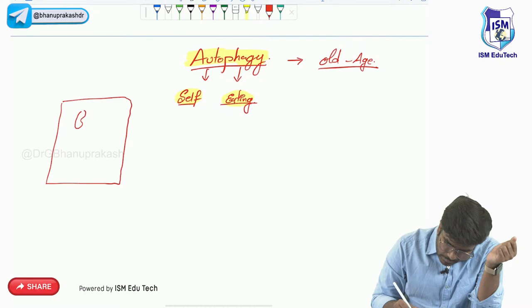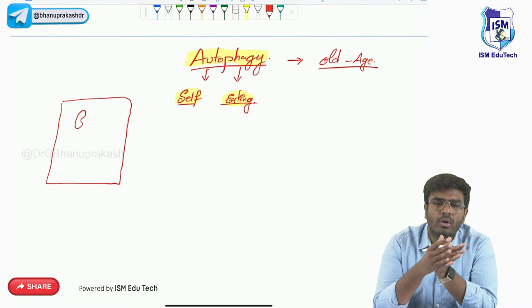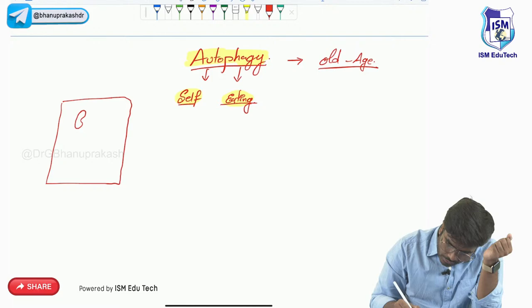Now, what should happen to this old mitochondria? It's no longer able to normally participate in oxidative phosphorylation. It's becoming old. The enzymatic machinery is not able to function properly. Now, what should happen to this mitochondria? What do we have to do with this mitochondria?